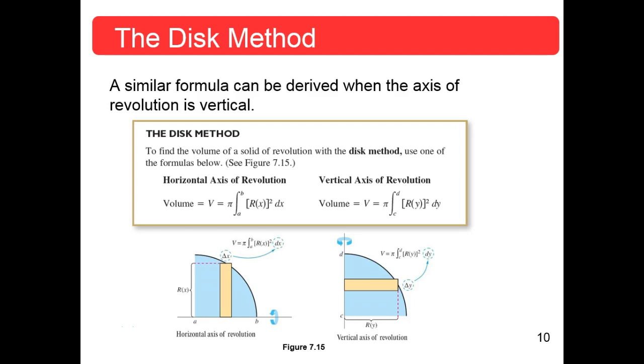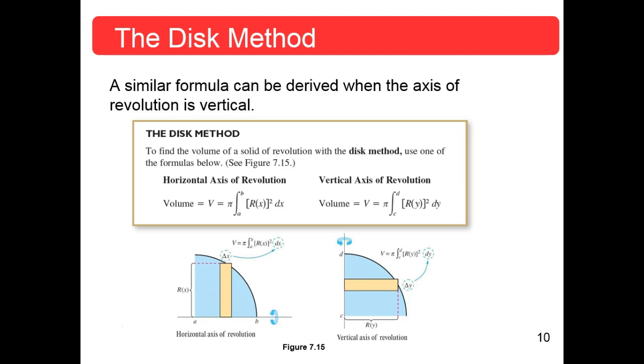In other words, the axis is here and you're revolving around here, then you've got dy's rather than dx's. Okay? So find the volume of solid of revolution with this method, use one of the following below. If the horizontal axis of revolution going around this, then you're going to have dx's going out here, and the volume will be pi times integral r of x squared dx.